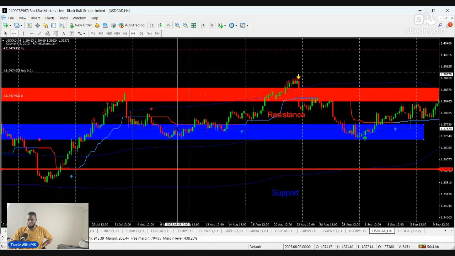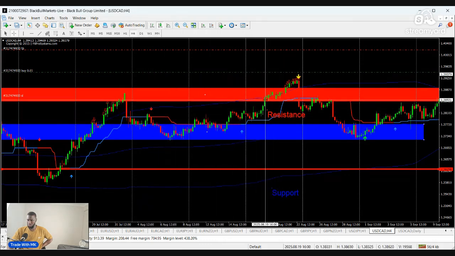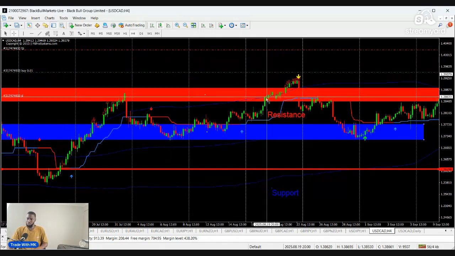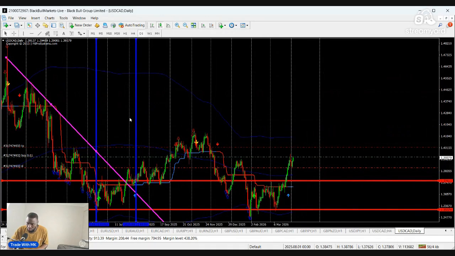So when it came back down to support here, let me check what was the price at the time. It went back to my resistance. What was the price at that time? Let me see that on the day. That was on the 19th of August 2025, on the daily time frame.